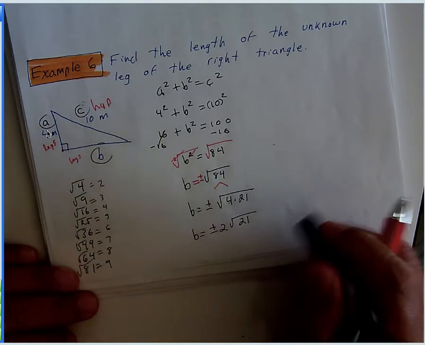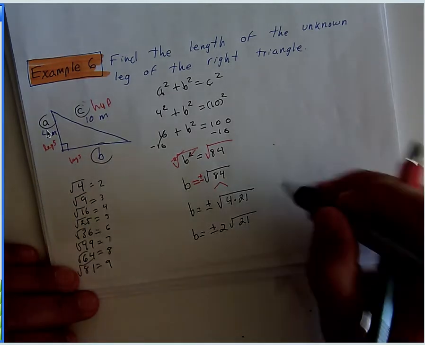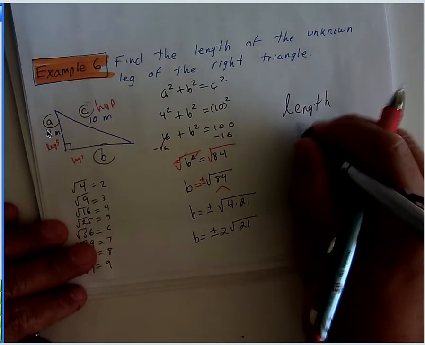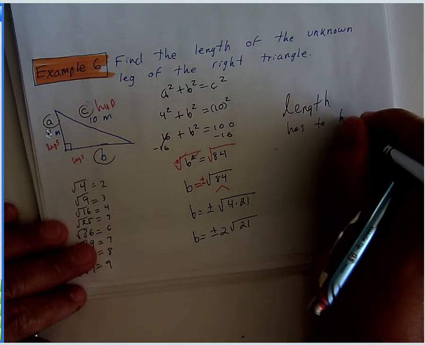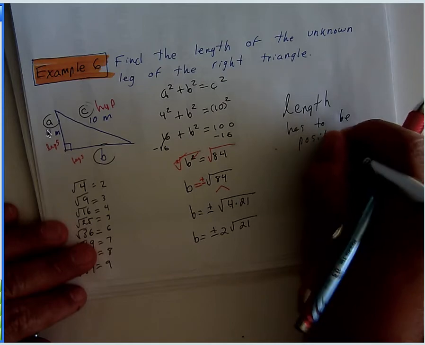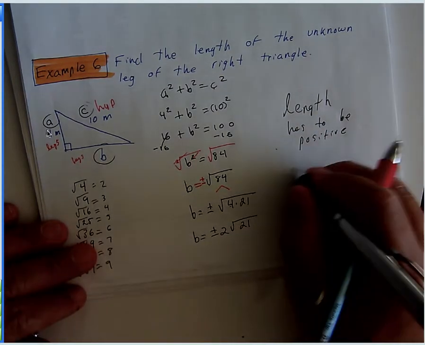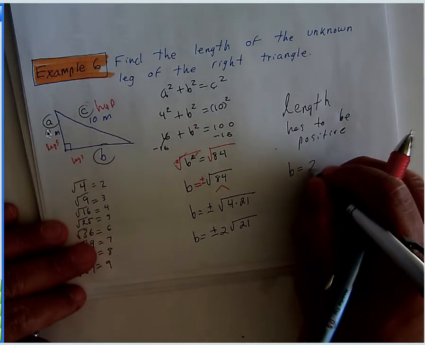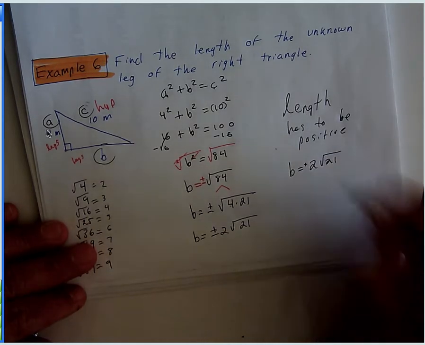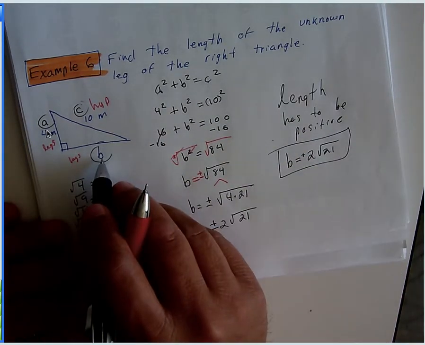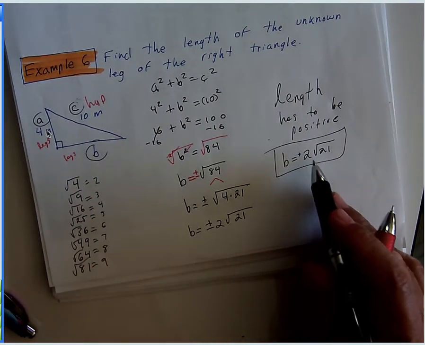Now, since we're dealing with length, length has to be positive for this. So the only answer that we can use is the positive one. So B would be 2 square root of 21, the positive. The negative one, we can't use, because we can't have negative lengths. So that would be the answer.